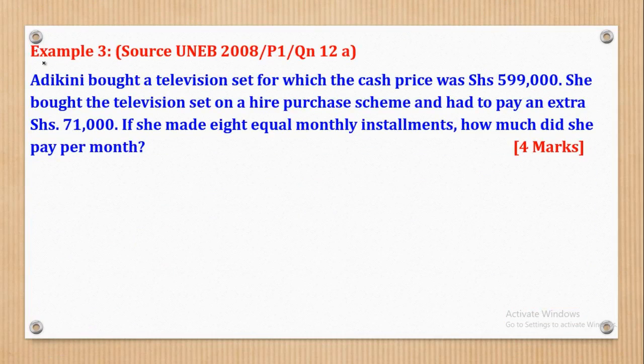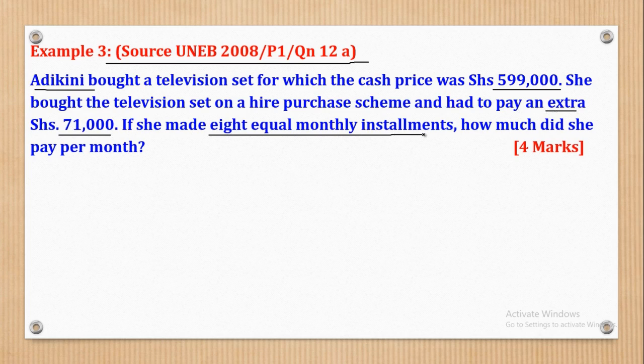So now we shall go to example 3, which came from UNEB 2008 paper 1 question 12A, and it says Adikin bought a television set for which the cash price was shillings 599,000. She bought the television set on a hire purchase scheme and had to pay an extra of shillings 71,000. If she made 8 equal monthly installments, how much did she pay per month?